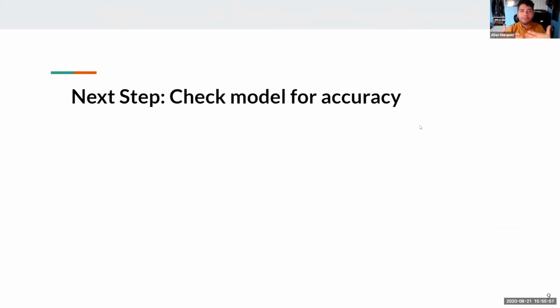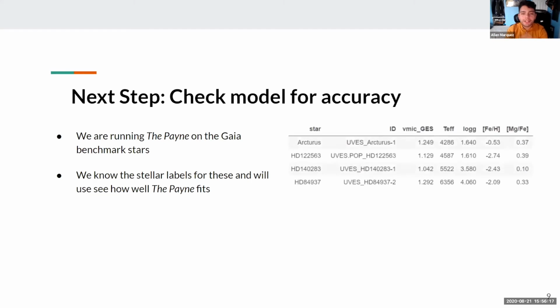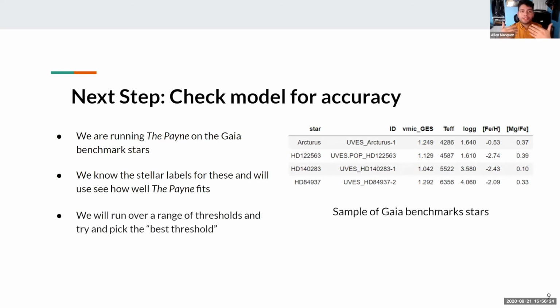So the next step is to check the Payne for its accuracy for optical spectra. What we did is we ran this on the Gaia benchmark stars. What's really important about these stars is that they've been analyzed by a group of people, and the properties of these stars have been agreed upon, and they're known. Here's a quick table showing a couple of the stars where we know the actual properties. The next step is to run the Payne at a range of thresholds and see what's the best threshold to run this at.